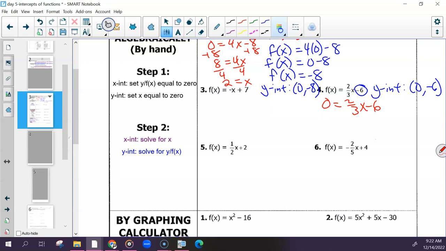Right. So we would start solving this by adding 6 to both sides. How would I get rid of the 2/3? We could divide, but we don't like dividing by fractions. Jada? Okay, and then multiply. Yep. So take this, it's called multiplying by the reciprocal. Take it, flip it, multiply that on both sides. Multiply that, tell me what you get for x.